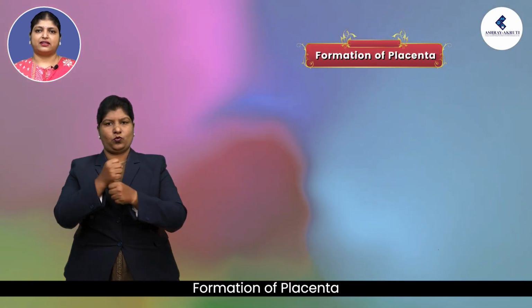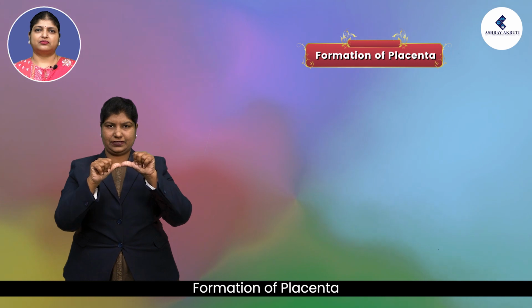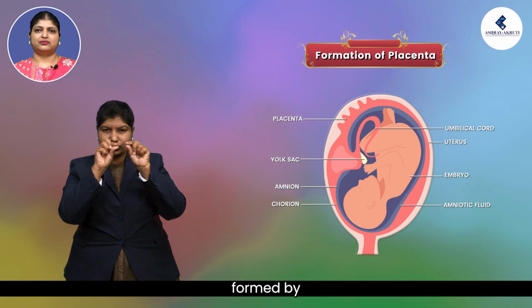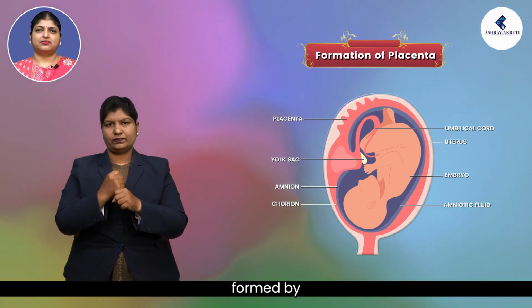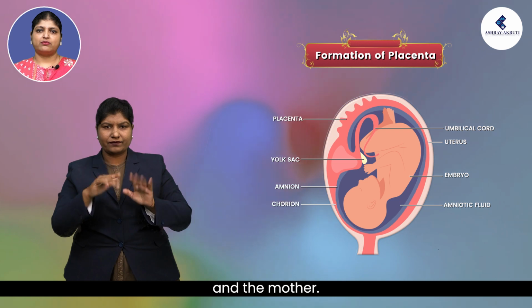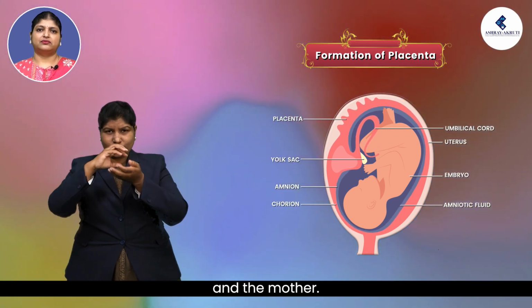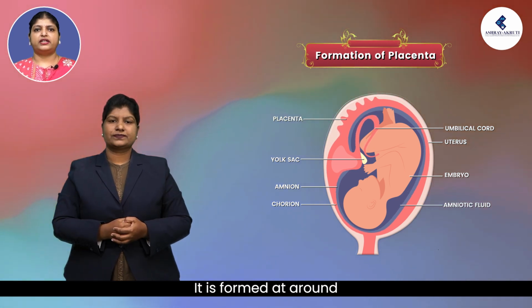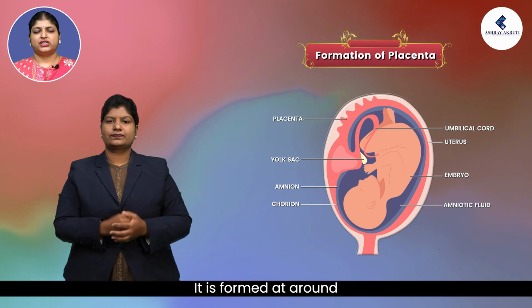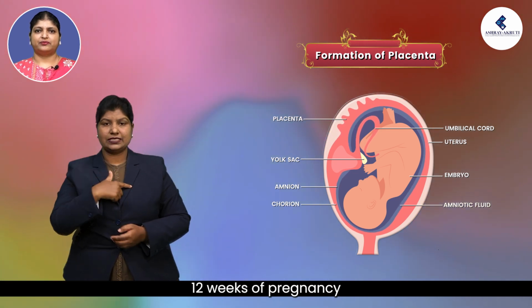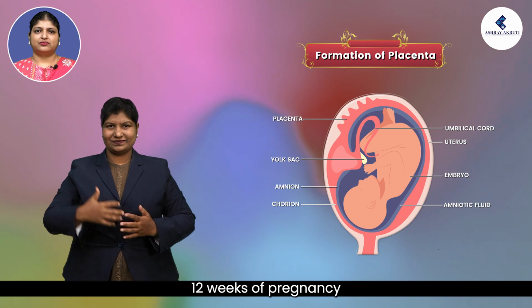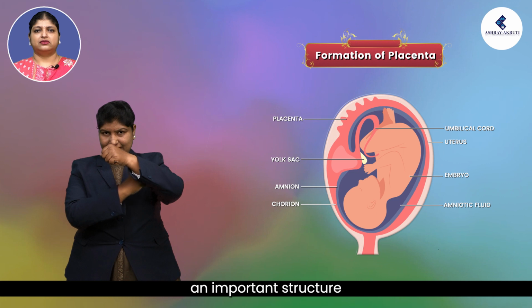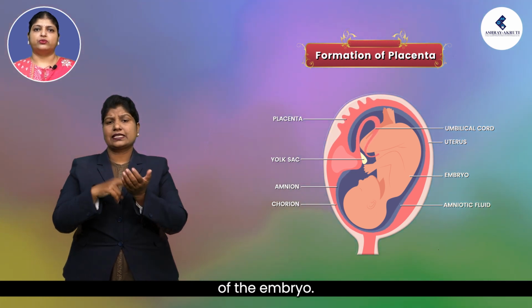Formation of placenta. Placenta is a tissue formed by the cells from the embryo and the mother. It is formed at around 12 weeks of pregnancy and becomes an important structure for the nourishment of the embryo.